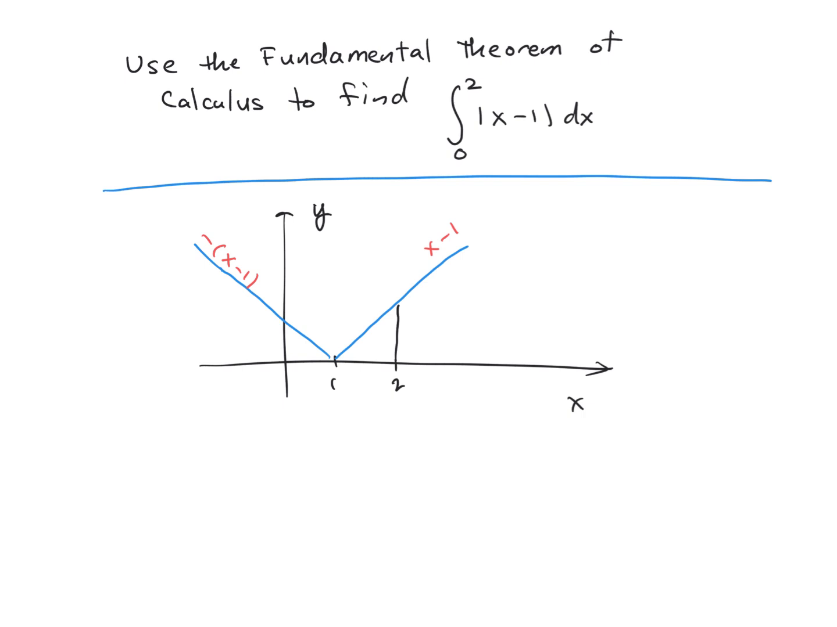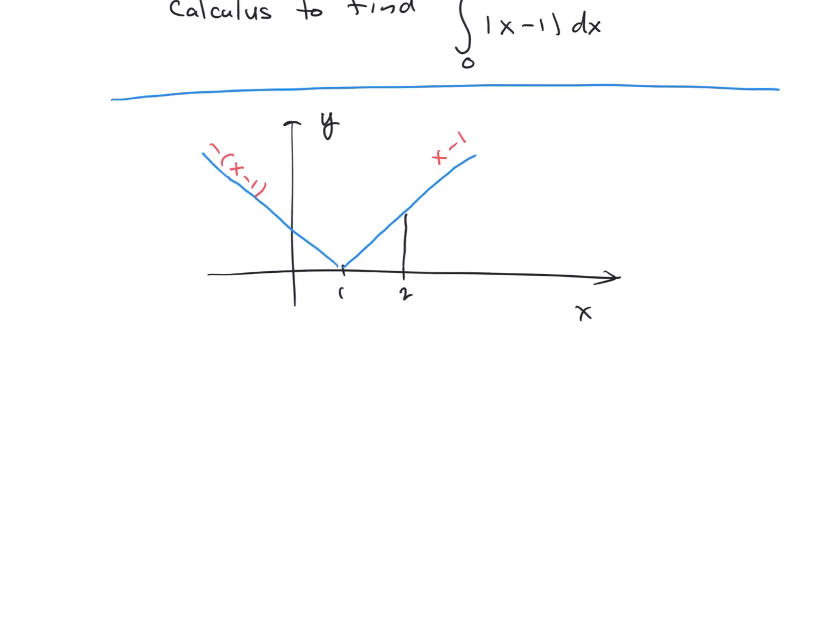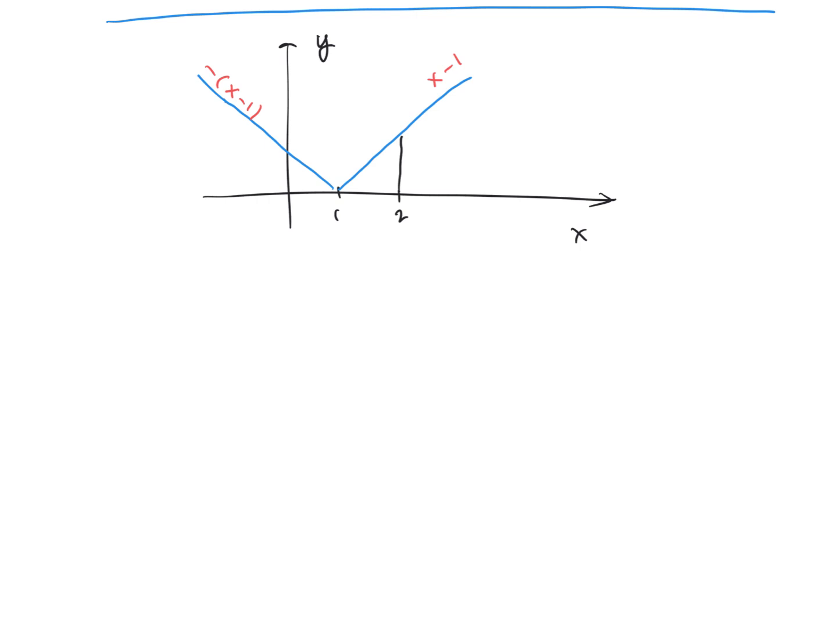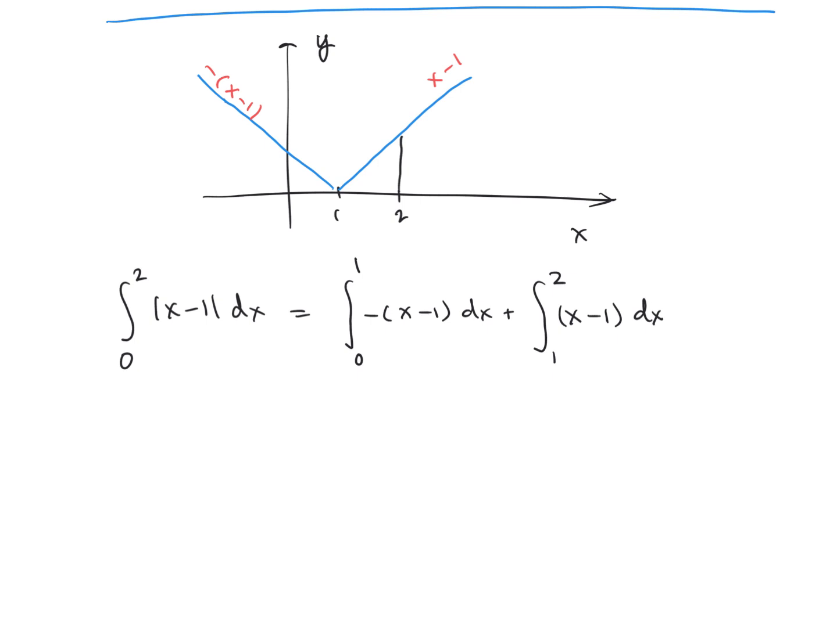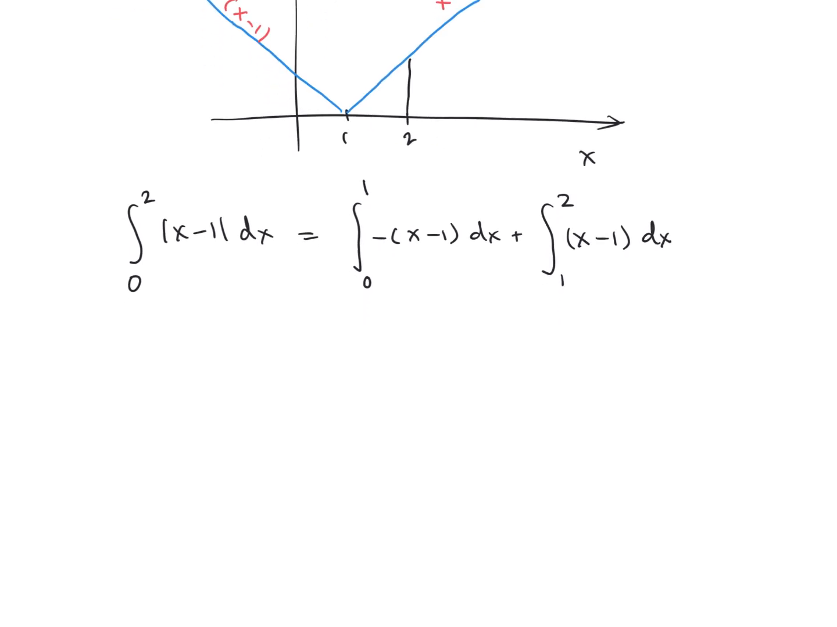So therefore, when we go through and use the fundamental theorem of calculus, we have to split our integral into two halves, or two parts, I should say, not necessarily halves. So the integral from 0 to 2 of the absolute value of x minus 1 dx is going to be the integral from 0 to 1 of that negative branch, plus the integral from 1 to 2 of that positive branch with respect to x. And this will give us the area of our integral.